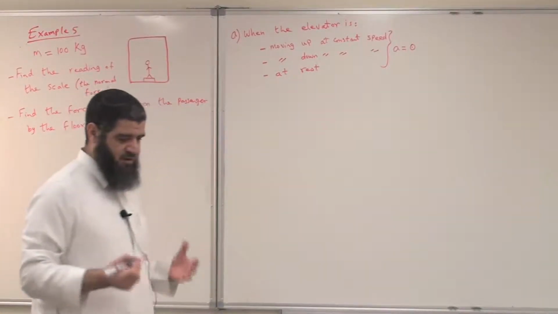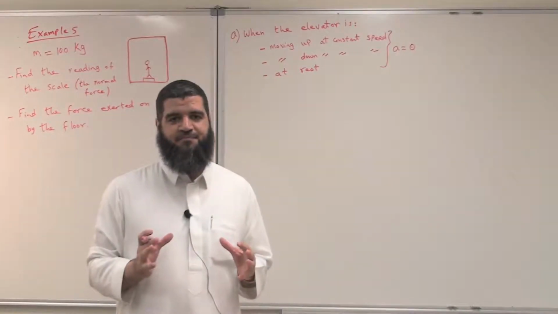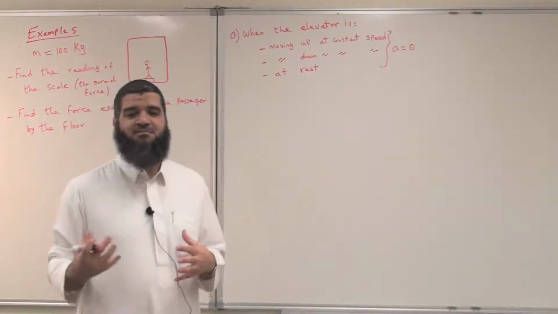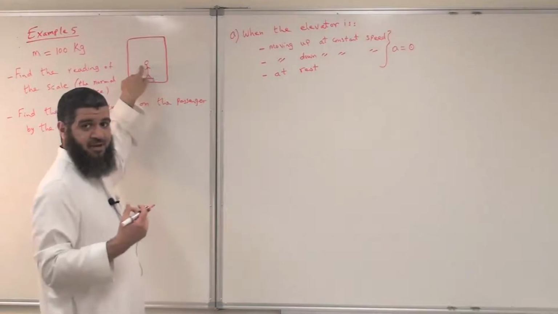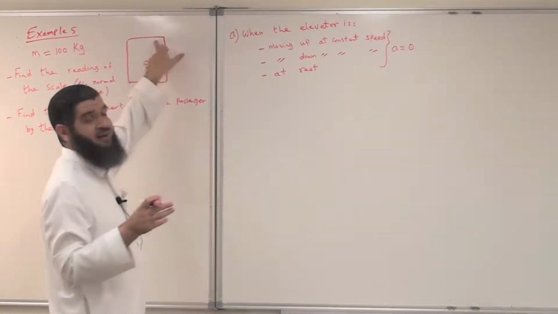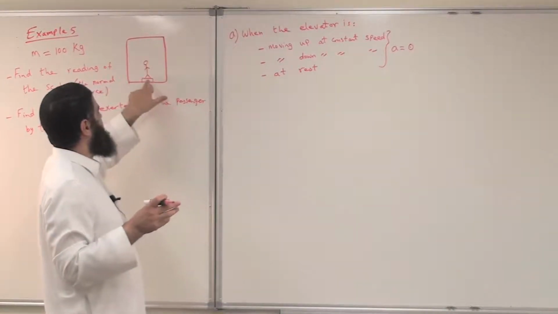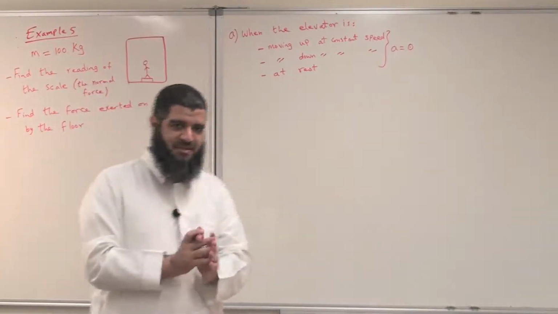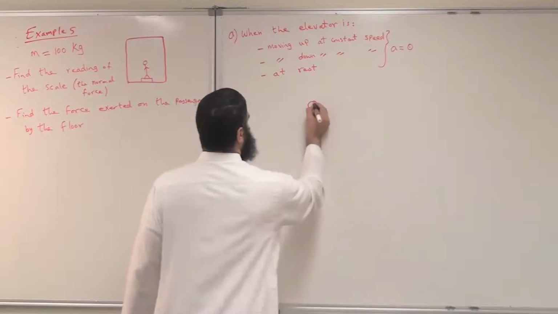We will start as usual by drawing the free body diagram. What is my object of interest? In this case, the normal force is applied on the passenger. So my object of interest is the passenger. The elevator is not my object of interest, and my interest doesn't go to the scale. So I'll take the passenger and draw him as this little circle.